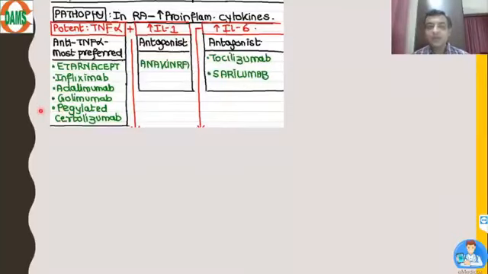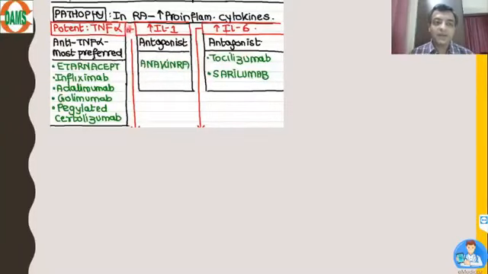Typically we first give the anti-TNF alpha agent in cases where DMARD has failed, where DMARD alone cannot control the disease. You want to consider newer agents. Among the newer agents, the most preferred is the anti-TNF alpha. We can also give an IL-1 antagonist or IL-6 antagonist to stop the inflammatory cascade.